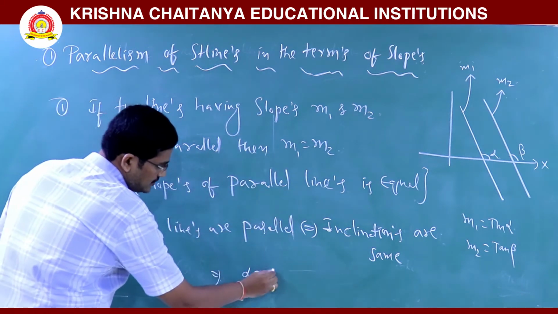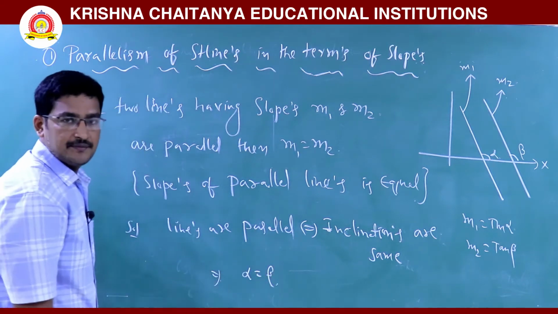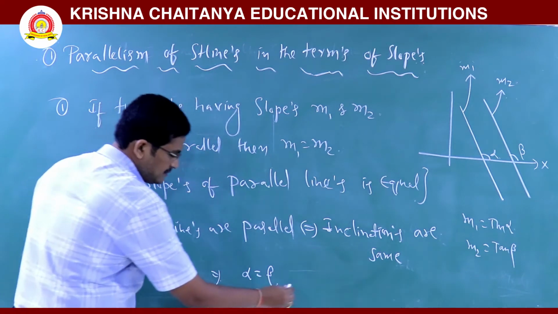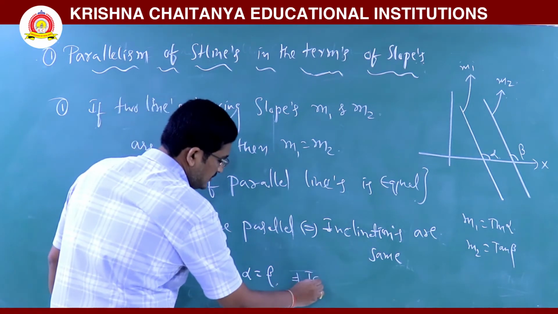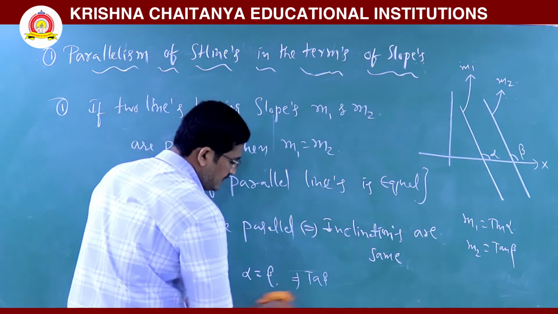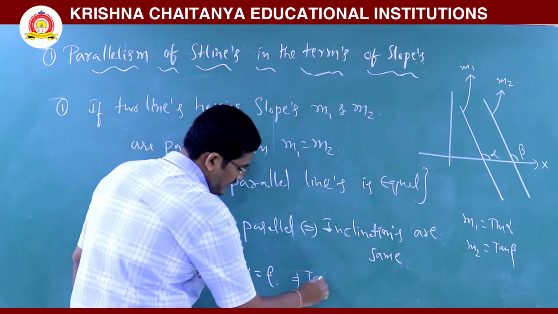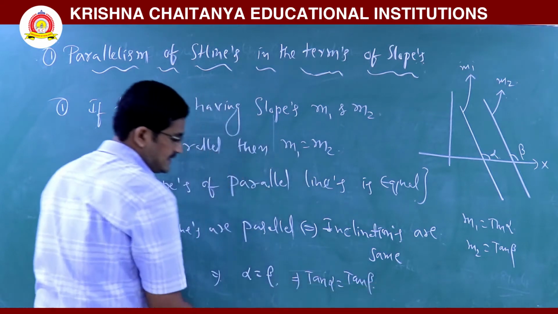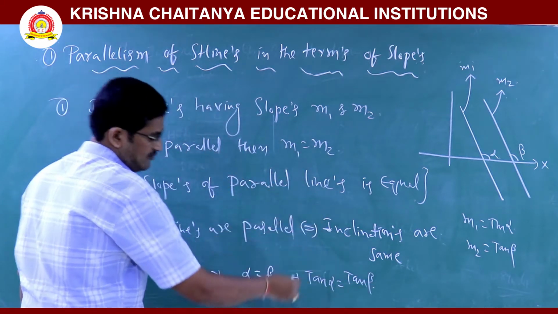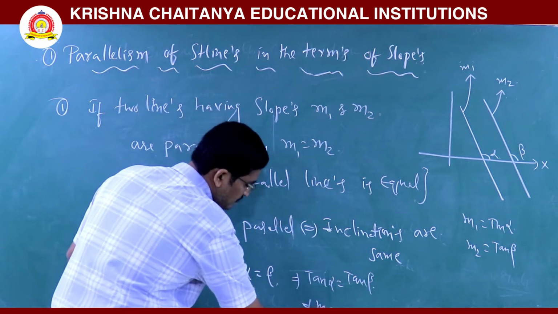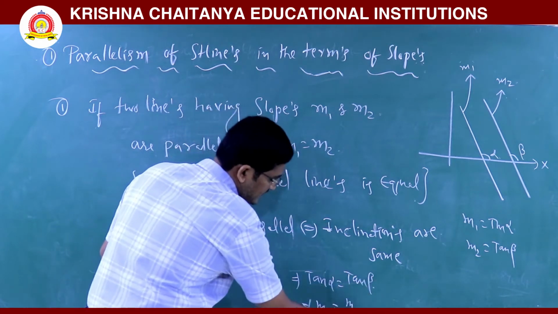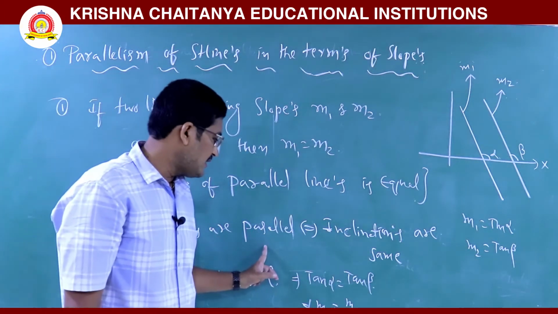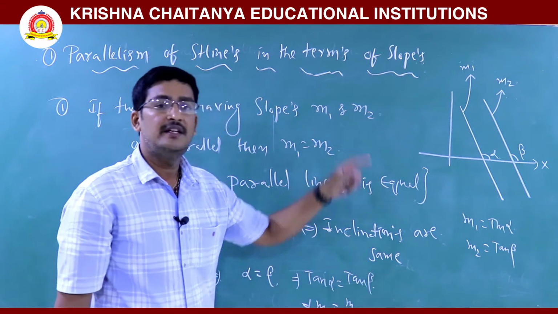This implies what do you say? Alpha equals beta. By applying tan on both sides, alpha equals beta implies tan alpha equals tan beta. What is tan alpha? The slope of the first line, that is m1. What is tan beta? The slope of the second line. So m1 equals m2. Therefore, if the lines are parallel, then the slopes of those two lines are equal.